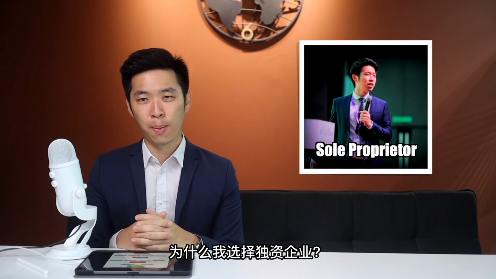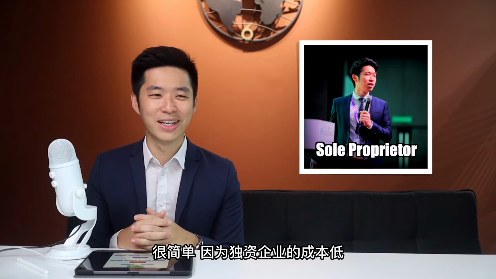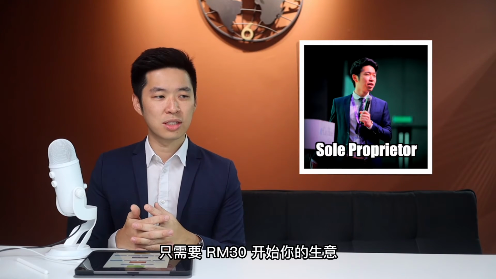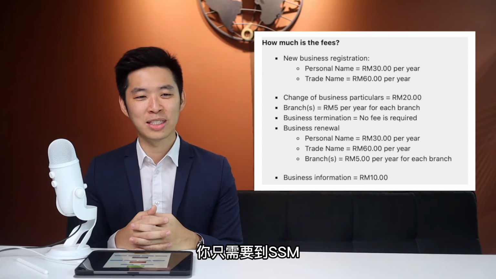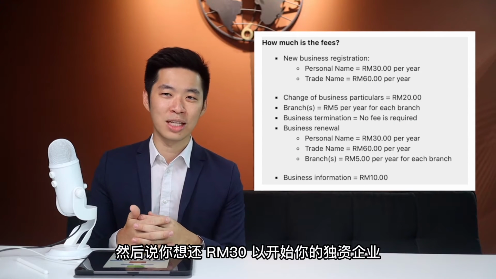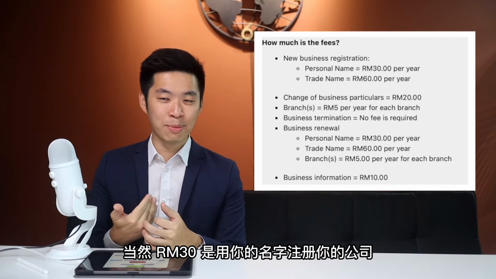Why I started as a sole proprietor? Very simple. Because sole proprietor is cheap, right? It's very cheap. You just start at 30 ringgit. You just need to go to SSM and say, I want to pay 30 ringgit in order to start this sole proprietor. And 30 ringgit is looking at your own name.